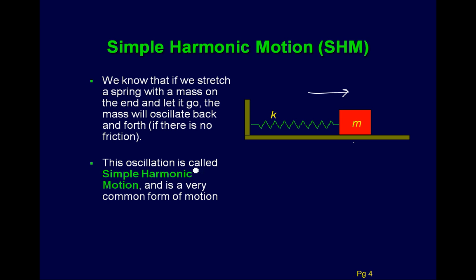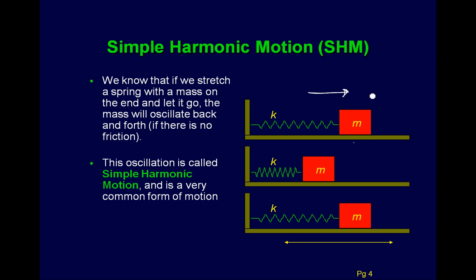As an example, let's say that we pull a spring out some distance here with a block on it. Well, what's going to happen is that block is going to bounce back and forth. And this motion, this oscillation, is called simple harmonic motion.